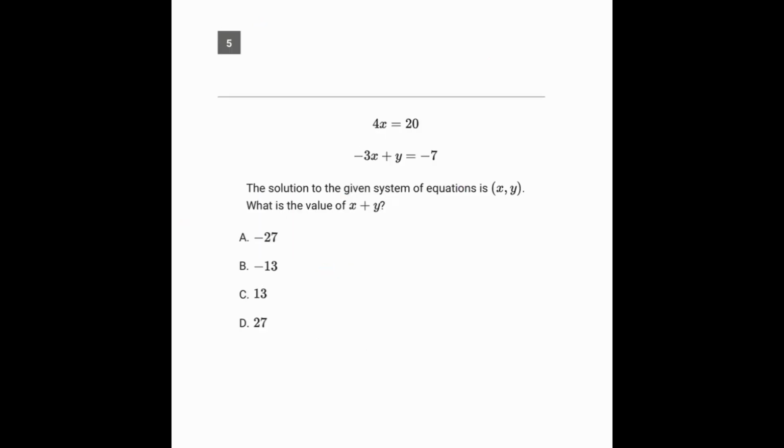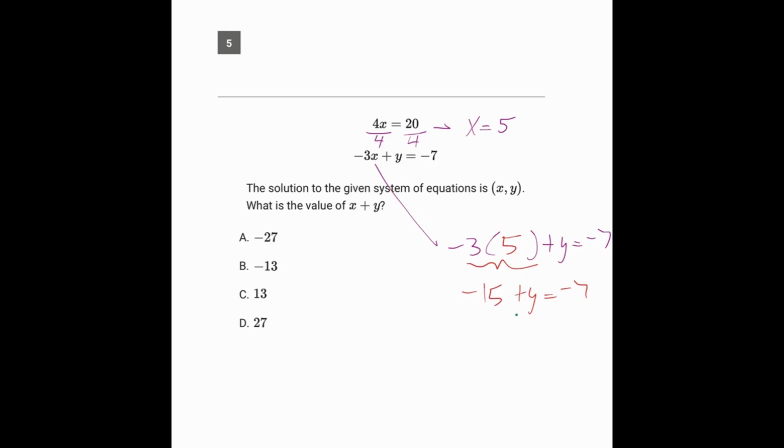Going over to question number 5 now, this looks like a system of equations, but we may not really call it a system because the first equation only has one variable. If x is being multiplied by 4, then the opposite is to divide by 4, and we'll have x equals 5. Now we can plug that into the other equation. We can say negative 3 times that 5 plus y is negative 7. And the 5 is going right here. So we'll have negative 15 plus y is negative 7.